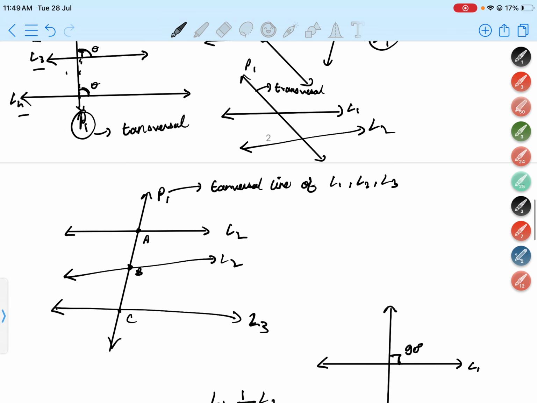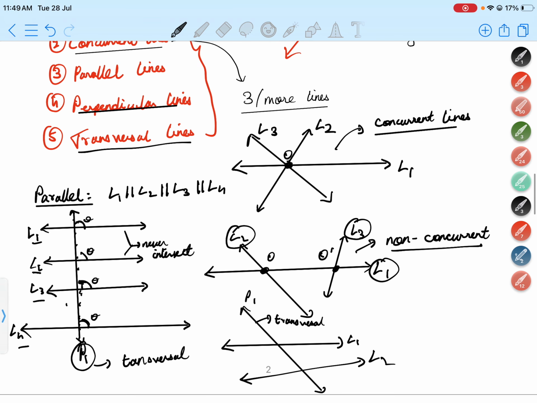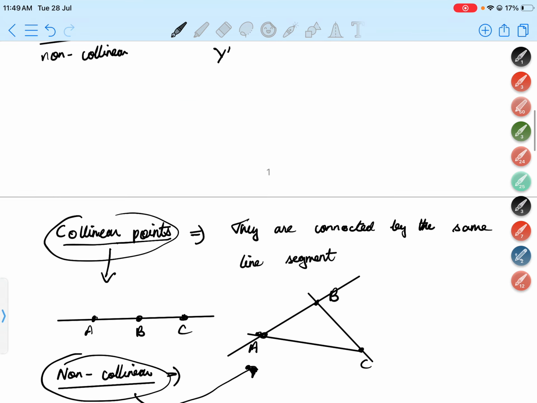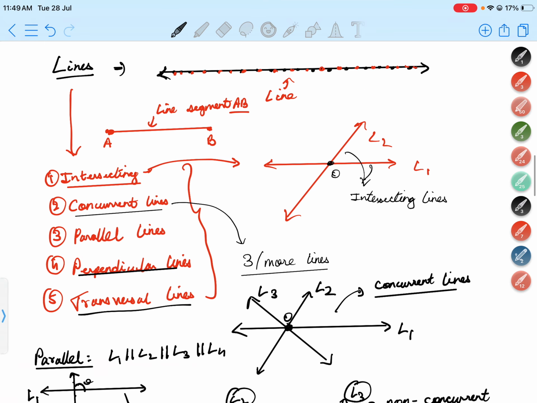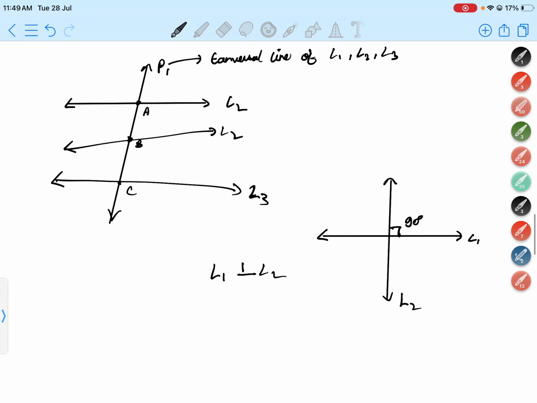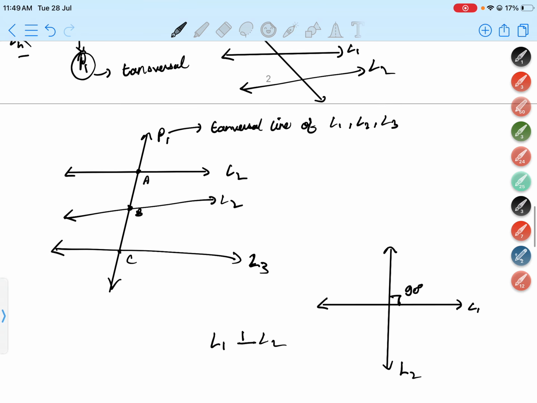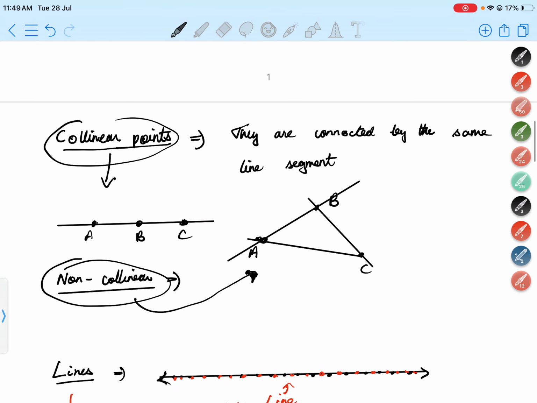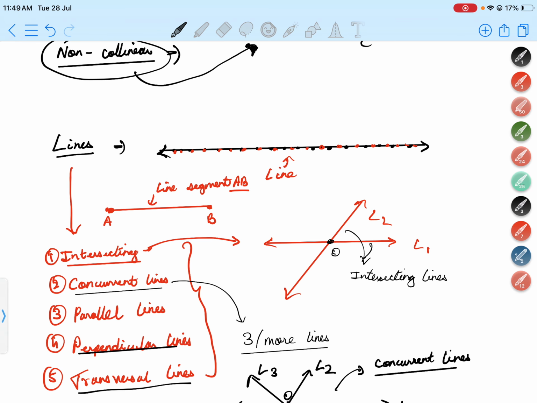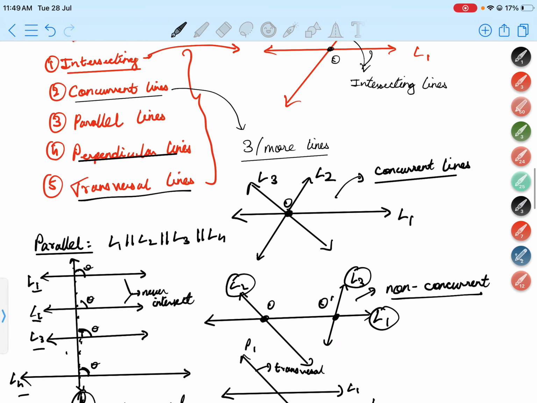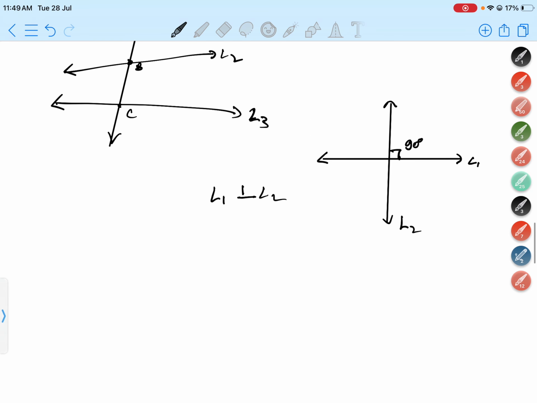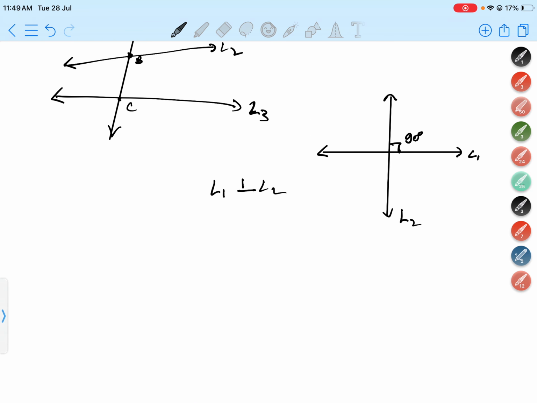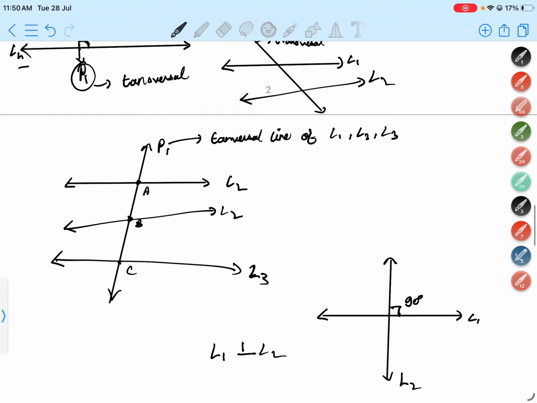I hope that all of these concepts are clear to you, and based on these concepts we have some questions which we need to answer, and I hope you'll be able to answer them. If there is any doubt regarding any of this topic, then you are free to ask me in the comment section down below. So let us move on to some examples based on the topics that we just learned. Before moving on to the examples, let us also learn about angles and the different types of angles.